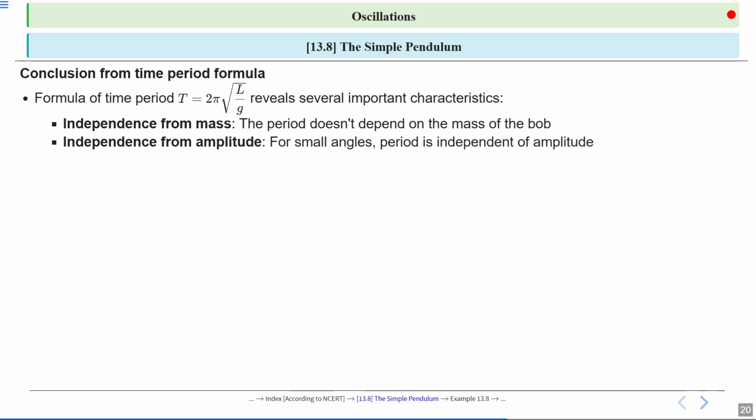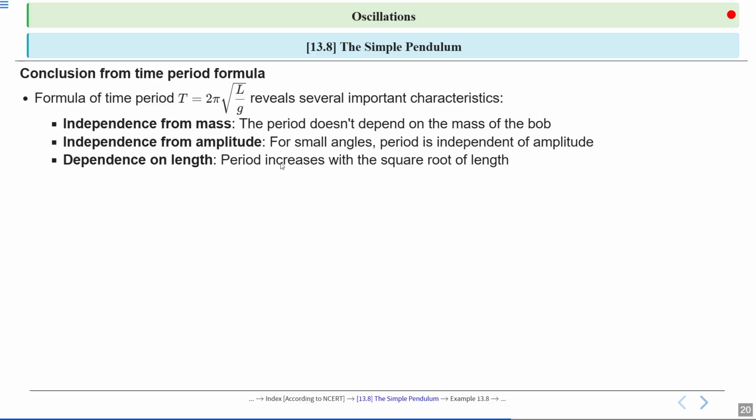Next, let's talk about the amplitude. For small angles, the period does not depend on how far you pull the pendulum back. So if you start with a small swing or a slightly bigger one, the time for each swing remains almost the same.